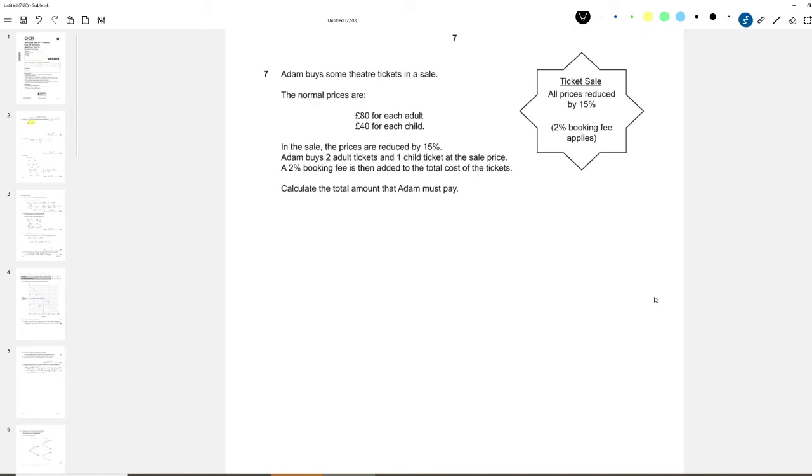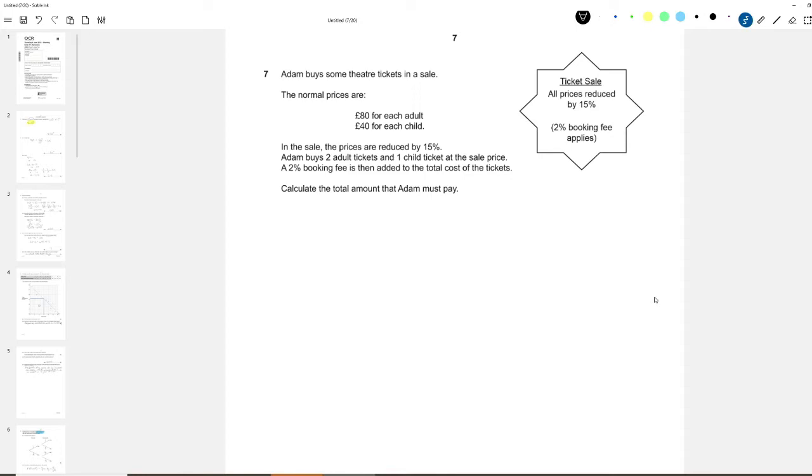7. Adam buys some theatre tickets in a sale. The normal prices are £80 for each adult, £40 for each child. In the sale, the prices are reduced by 15%. Adam buys 2 adult tickets and 1 child ticket at the same price. A 2% booking fee is then added on to the total cost of the tickets. Calculate the total amount that Adam must pay.